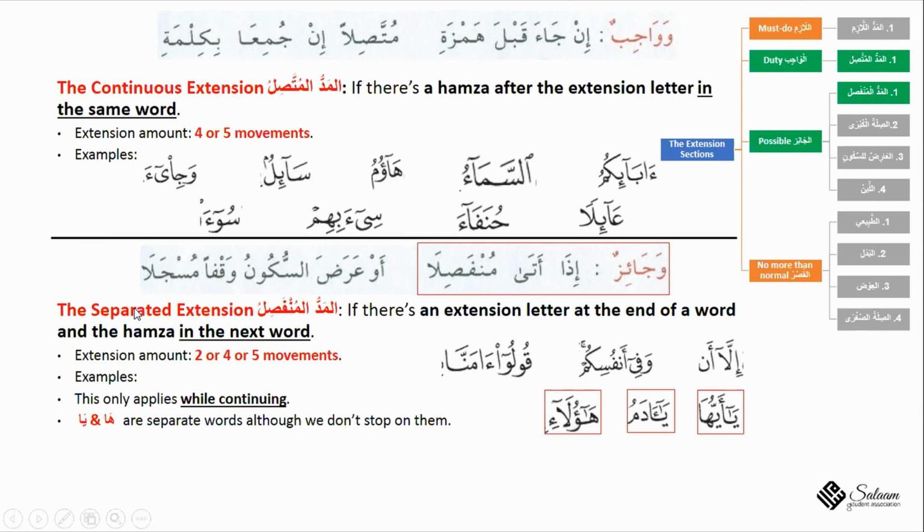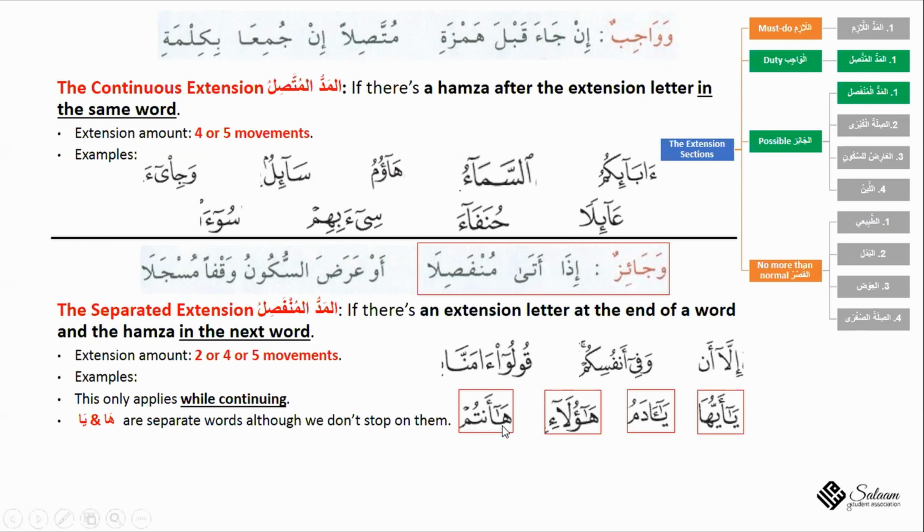This one is separated. But when we come to this one, this is the same word. Ula is one word, and you have an extension letter and then hamza after. This follows the continuous extension. So even if you choose to not extend more than normal here, here you have to. So it will be ha-ula. This one can be done two movements, but this one cannot. You understand what I'm saying? I hope so.